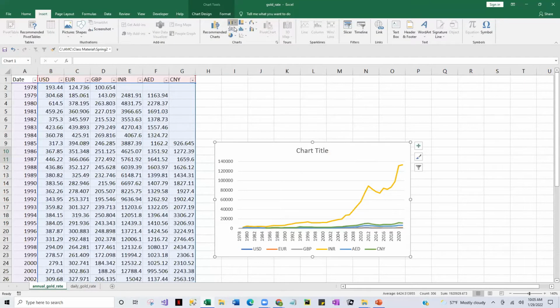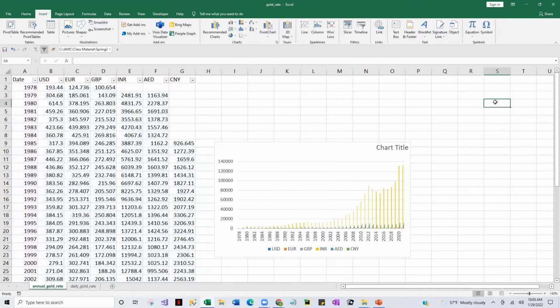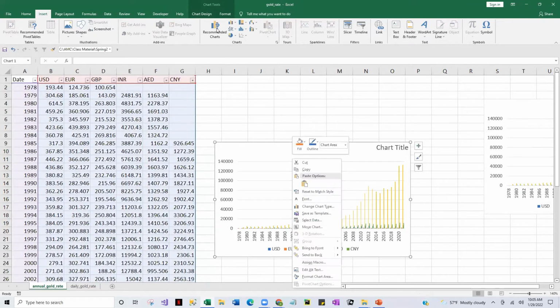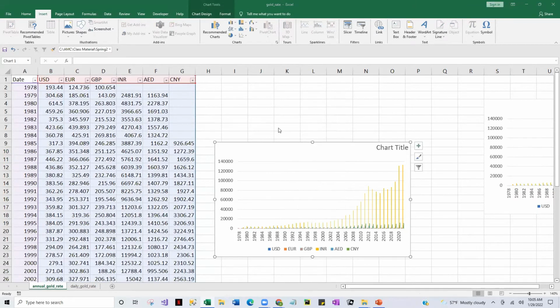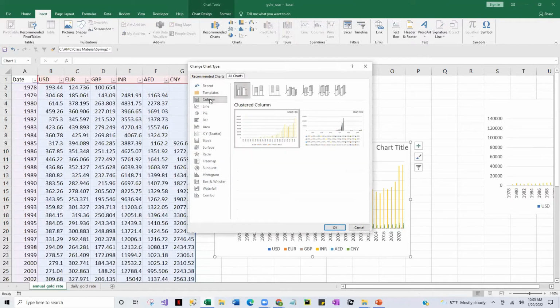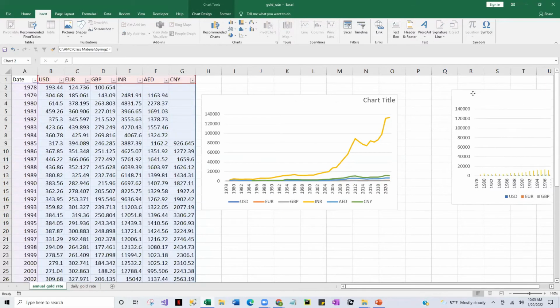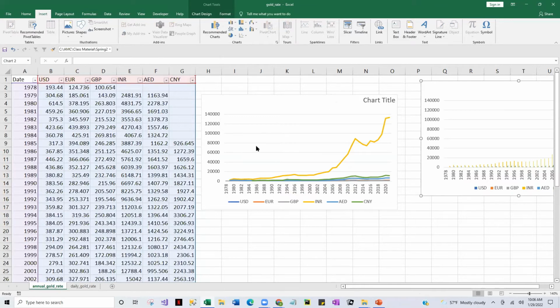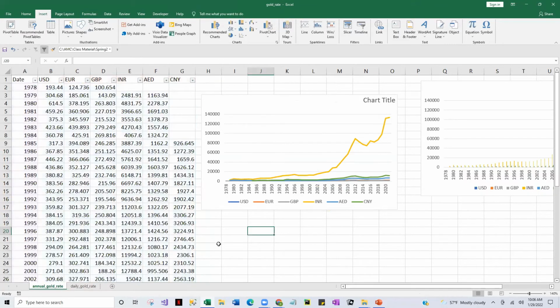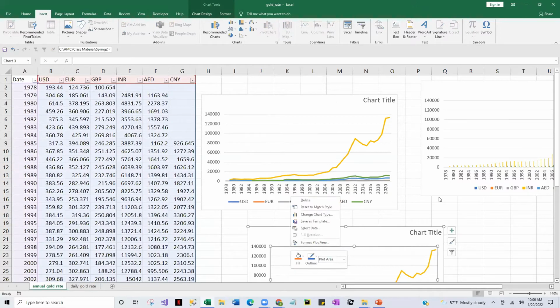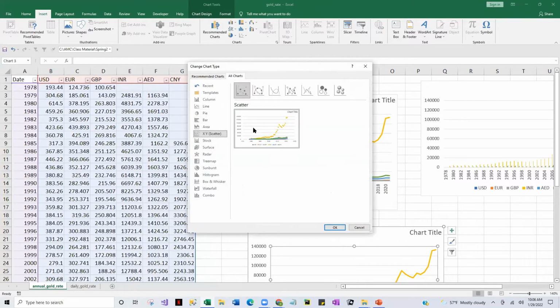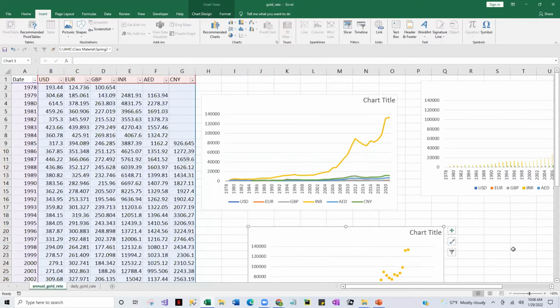I need to copy it. Then I will change to the graph. It's a line graph. Okay. You have the bar chart and the scatter plot, right? That's the next one. Scatter plot. Okay.